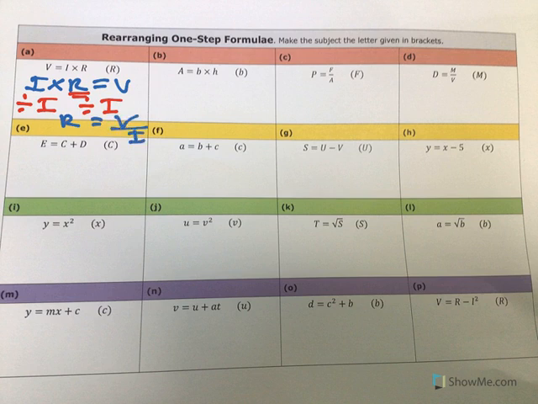Now just one thing, when you divide by I, a division will become a fraction bar. So you've got to remember division is a fraction bar. Division goes to fraction bar.